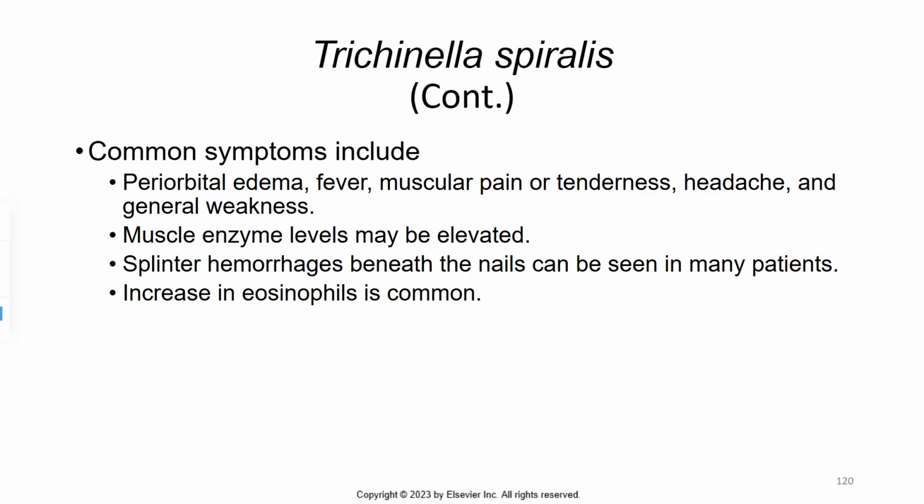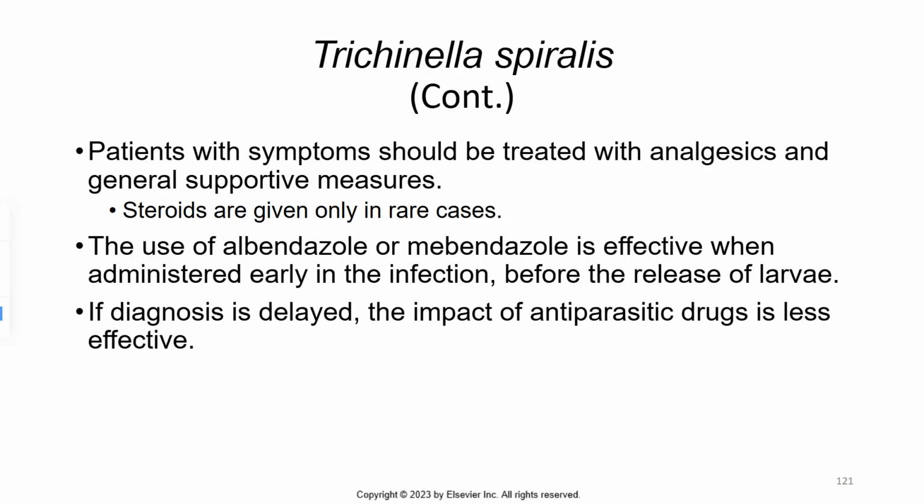Muscle enzyme levels may be elevated. Splinter hemorrhages beneath the nails can be seen in many patients. Increase in eosinophils is common. Patients with symptoms should be treated with analgesics and general supportive measures. Steroids are only given in rare cases.